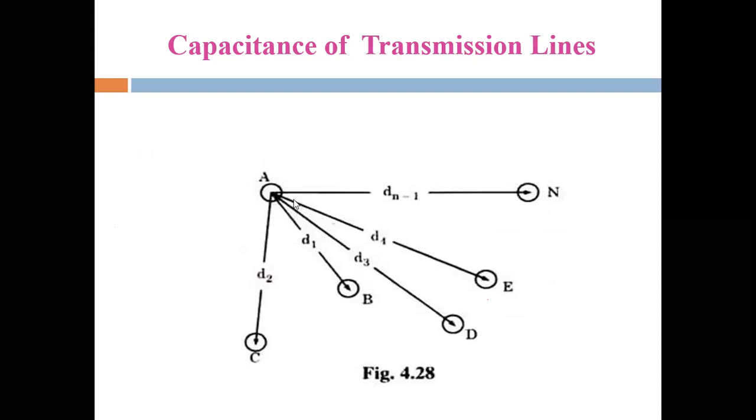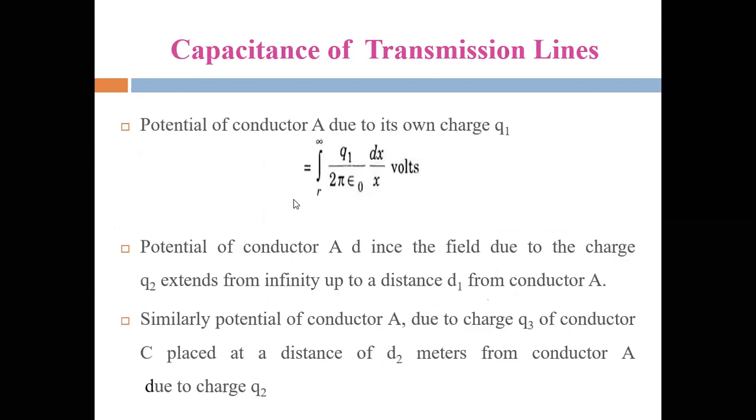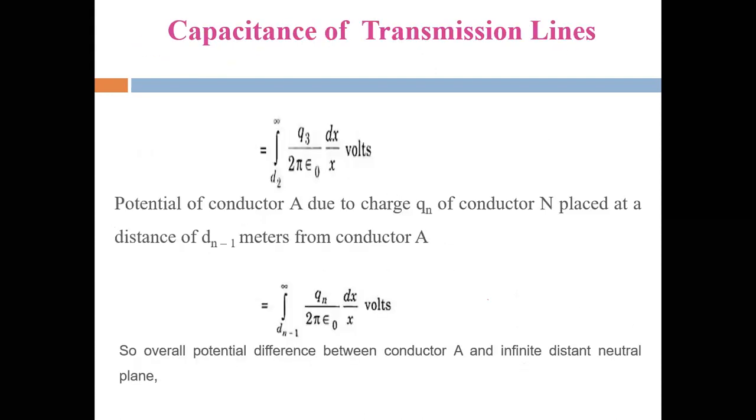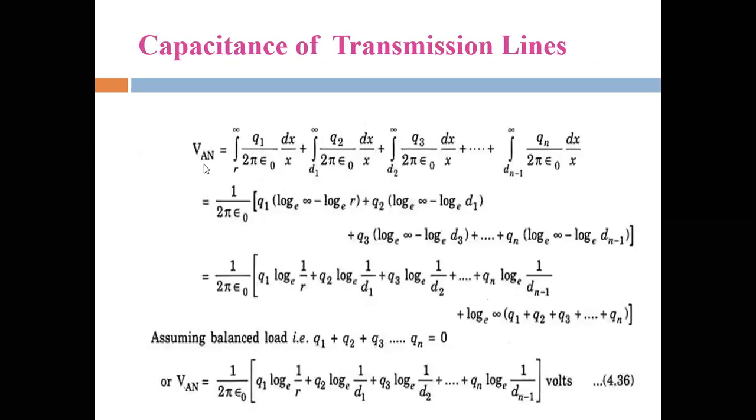Therefore we calculate VAN. First we calculate up to the n point, where the potential difference is the integral from dn minus 1 to infinity of qn by 2 pi epsilon naught dx by x. After that we calculate the VAN by adding all the potential differences.